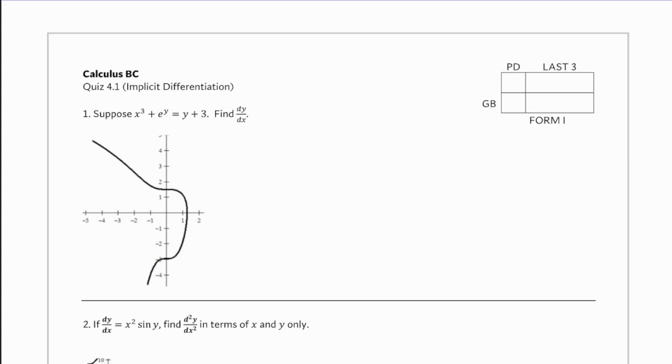Alright, welcome. In this video, I'm going to be recording solutions for the CalBC Unit 4 quizzes. And so the first one's about implicit differentiation. We're going to start with x to the 3 plus e to the y equals y plus 3, and we're going to find dy dx.